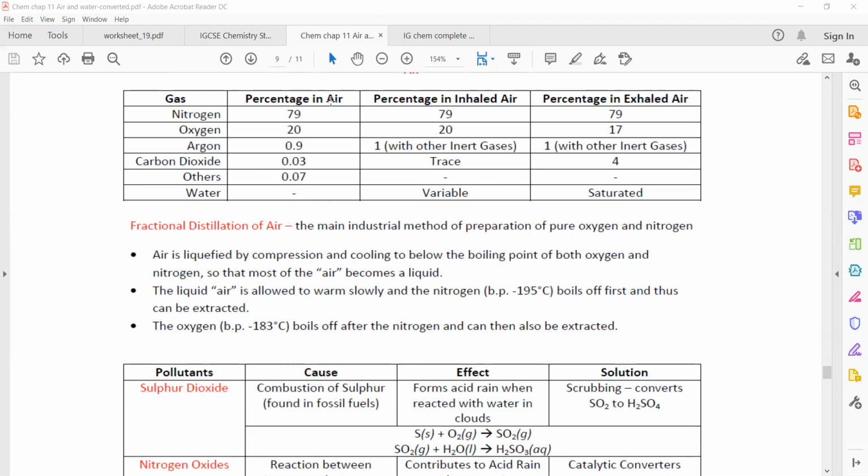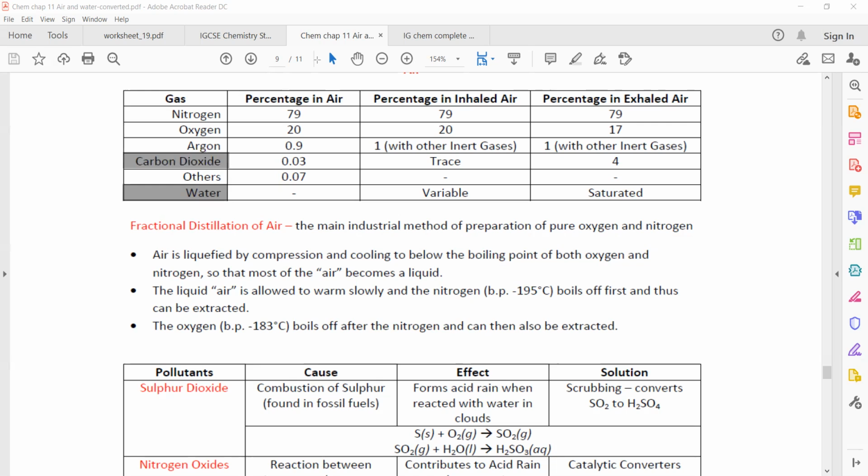How can we separate these gases from each other? If you want to separate nitrogen, oxygen and argon, which technique is used to separate the gases from each other? We use fractional distillation to separate these gases from each other. But before carrying out fractional distillation, we remove two things from the sample of air. Number one is water, and number two is carbon dioxide.